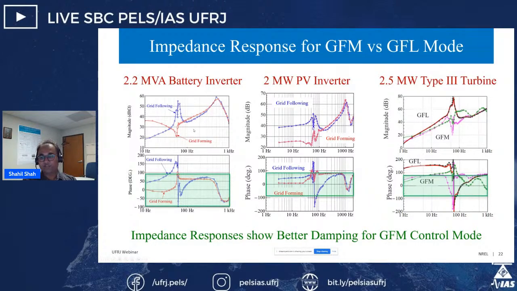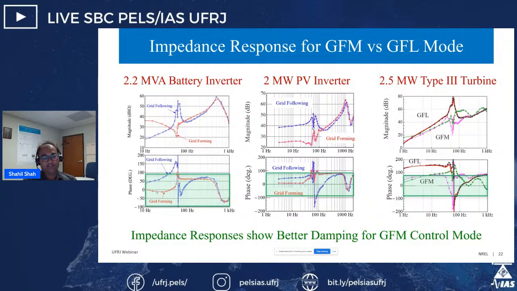So this is one way to understand whether that device is operating as a grid forming or grid following. We can quantify the grid forming behavior this way. The other interesting thing is that for grid forming, usually the device will have a better damping. For example, this green box basically highlights the range of plus or minus 90 degree in the phase of impedance. You see for grid forming, the phase remains pretty much within this green box. So the phase of impedance doesn't go higher than plus 90 or lower than minus 90.